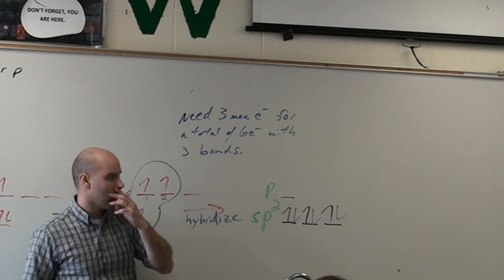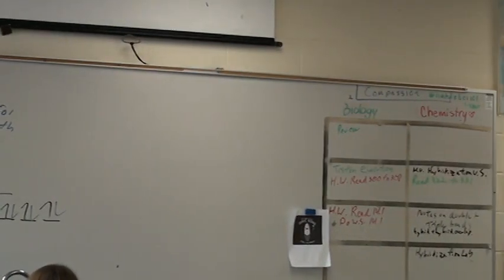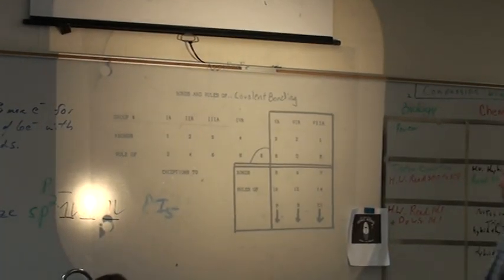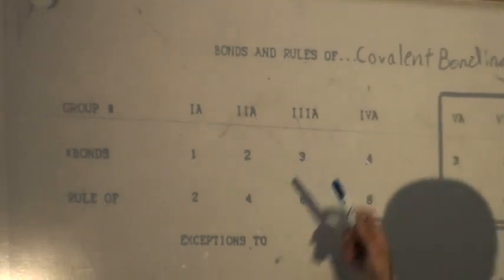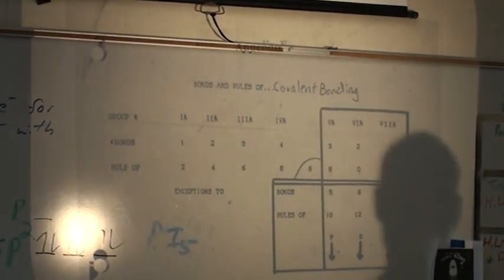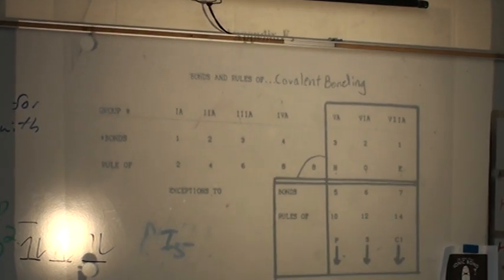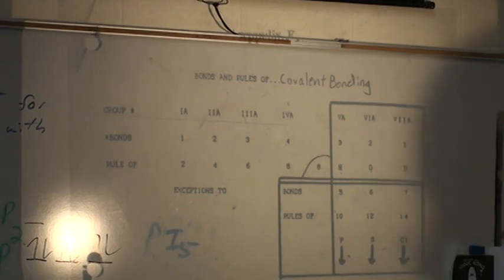And if we check on appendix F, sure enough, group 3A, the boron family, wants a total of 6 electrons with 3 bonds. So hybridization explains why boron follows the rule of 6. Any questions on that one?